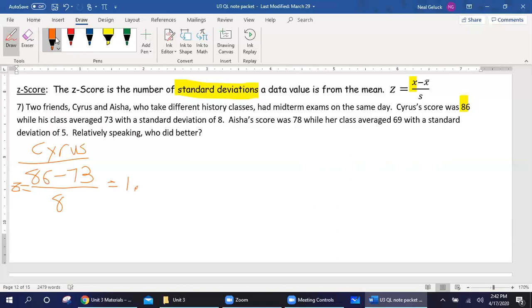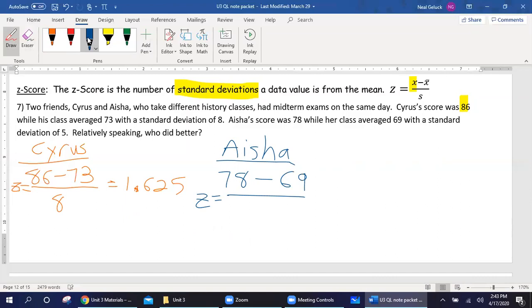If you run these numbers, you get 1.625. So this is basically saying Cyrus was a full standard deviation and then a little more than half of a standard deviation above the middle. Aisha apparently has a harder history teacher. Her score was 78. Again, this is a z-score. Her class averaged a 69, and they had a standard deviation of 5. If we run those numbers, we should get 1.8.